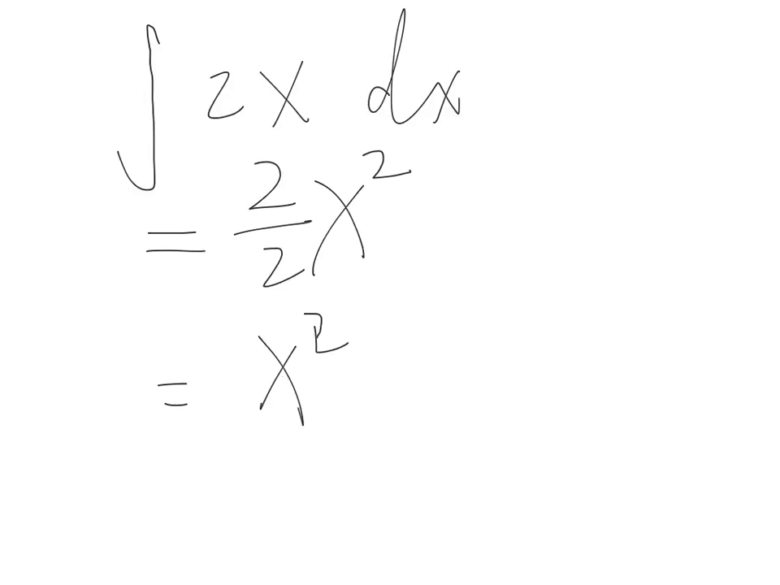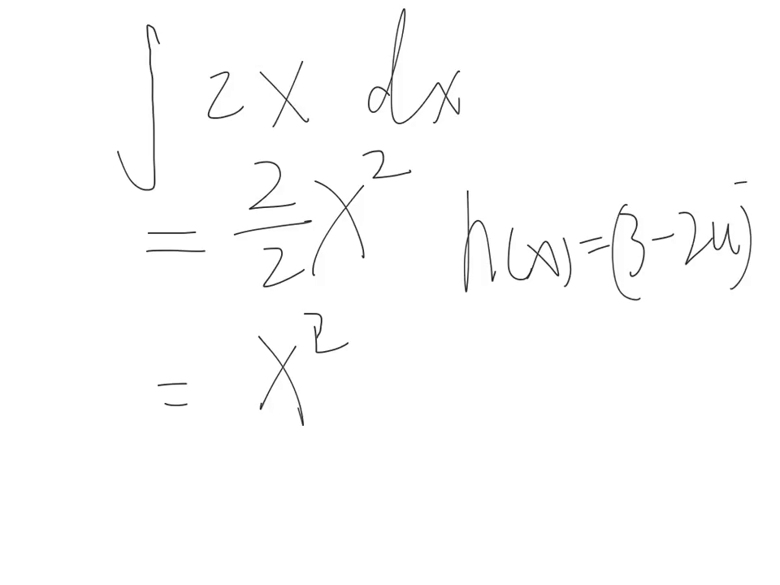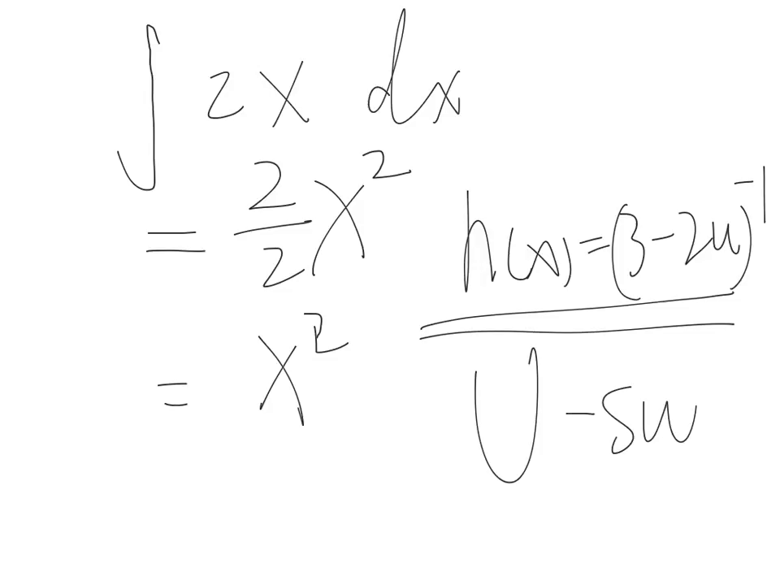Sometimes you might encounter a problem like h of x equals 3 minus 2u to the negative 1. How can you find the antiderivative of this function? Then we need u-sub, and now we will start exploring how we can find the antiderivative of those kinds of functions. Okay, so now let's look at an example problem for u-sub.